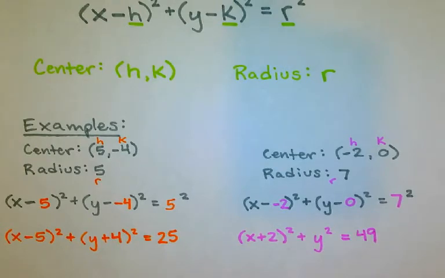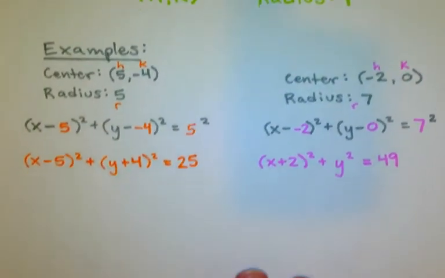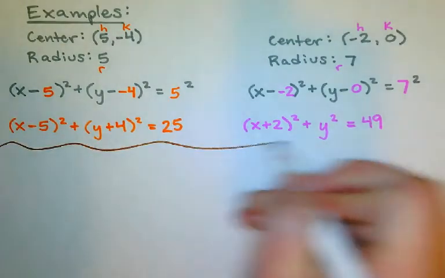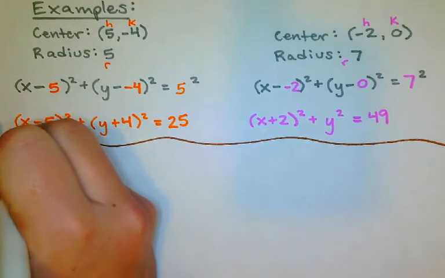Now, what if we were doing it the other way around? We're given the equation and we want to find the center and the radius. And then maybe we even want to graph it. We're going to take a look at how we do that. So let's take a look at some examples if we're working backwards. We're given the equation and we want to know the center and the radius so that we can graph it. So let's say that we have this equation.